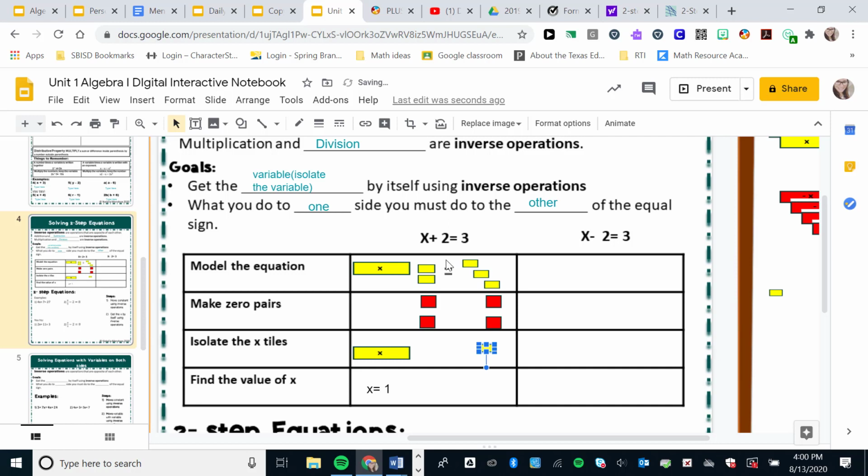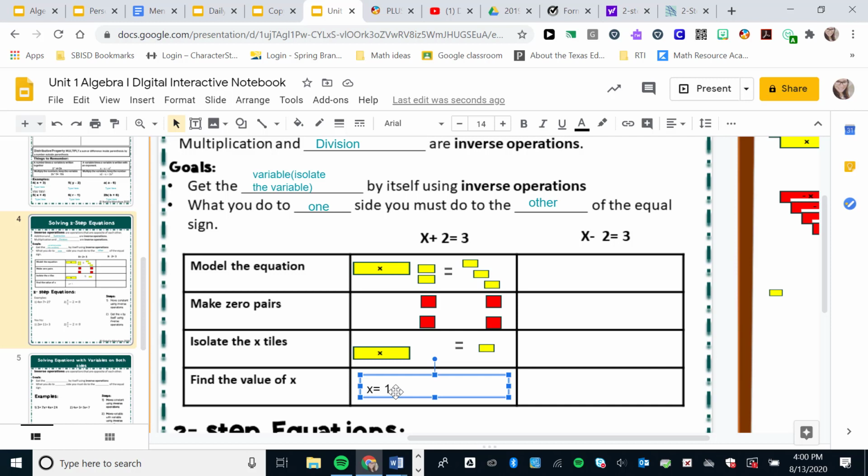Now I've accomplished what I wanted, which was I wanted to make sure that I isolated the variable. So I'm going to duplicate that. So what am I left with? I am left with x equals 1. Okay, that is what I'm left with. So that is my answer. I just solved this one-step equation.